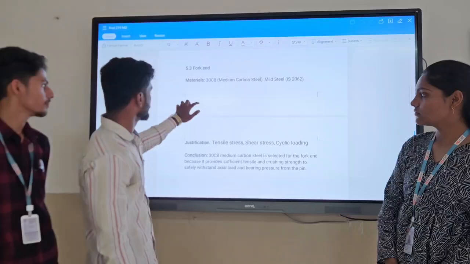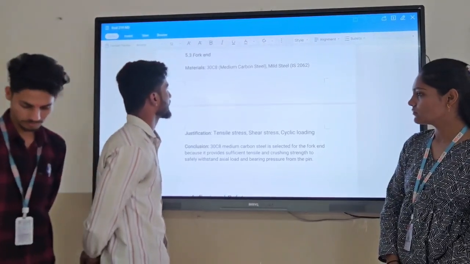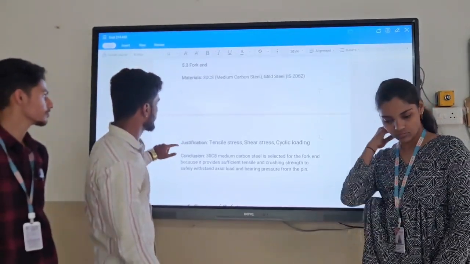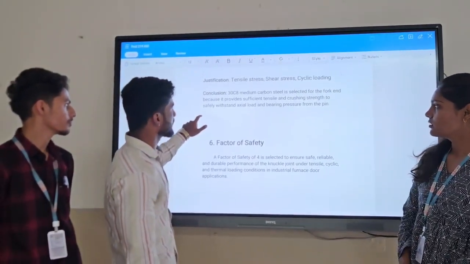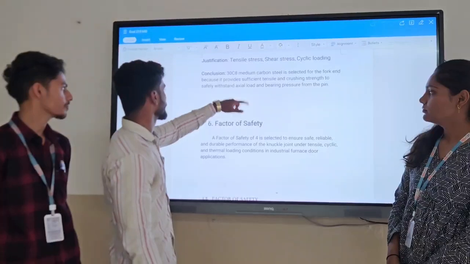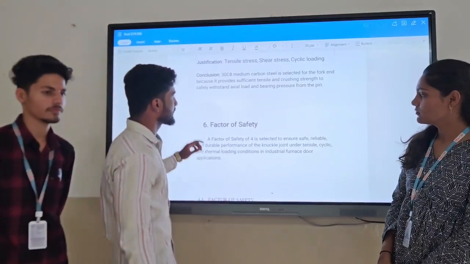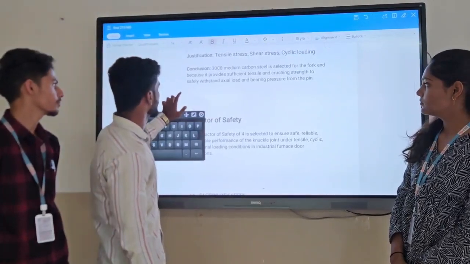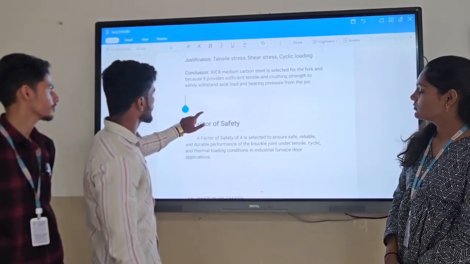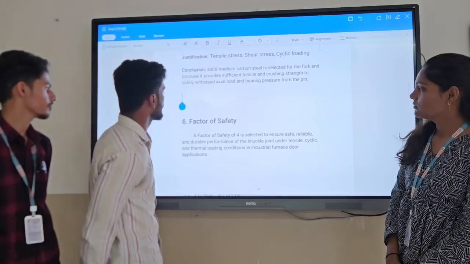For the pin, the material is mild steel or medium carbon steel. Justification: tensile stress, shear stress, cyclic loading. Conclusion: medium carbon steel is selected for the pin because it provides sufficient tensile and crushing strength to safely withstand the axial load and the pressure from the pin.